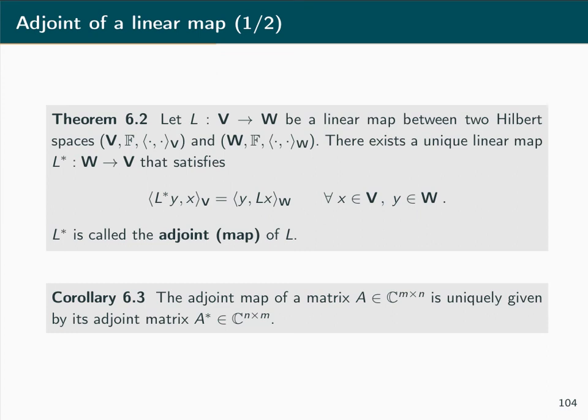For the special case of our finite dimensional complex vector spaces, we have corollary 6.3, which states that the adjoint map of a matrix A in C^(m by n) is uniquely given by its adjoint matrix A star in C^(n by m).